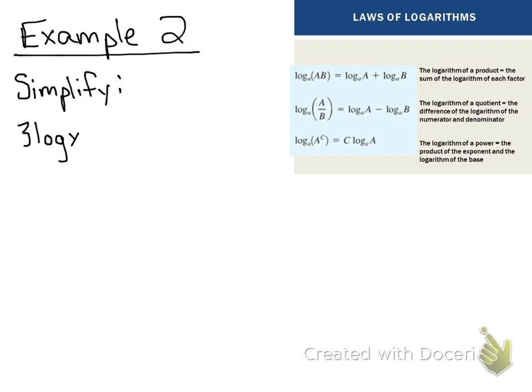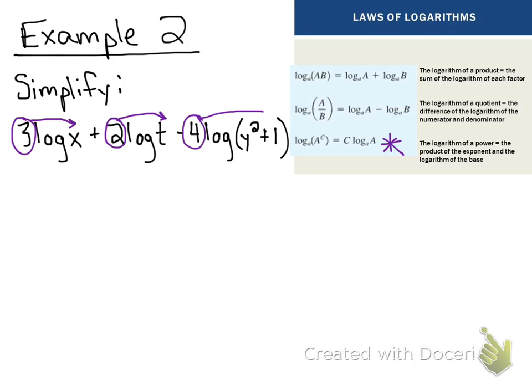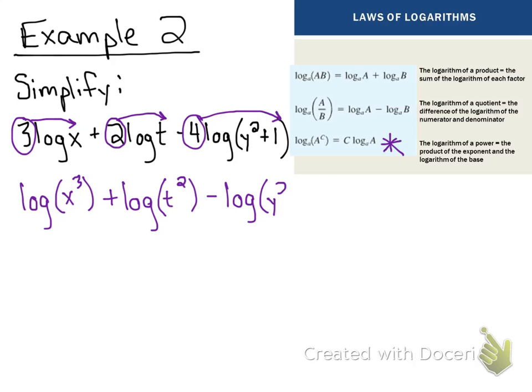Now we'll take a look at a second example where we're going to simplify an expression. And I'm going to go ahead and work with the laws in reverse order that I did on the previous problem. So I'm going to start with the property or the law that involves taking the log of a power. And I'm going to go through and look at all my terms, identify the coefficients, and those are going to become exponents. So now I have the log of x raised to the third power, the log of t raised to the second power, and the log of y squared plus 1 raised to the fourth power. So the numbers that were previously coefficients are now exponents.